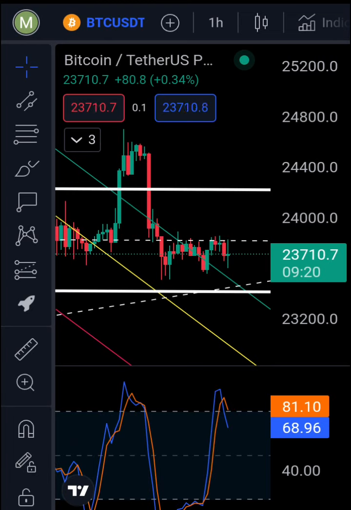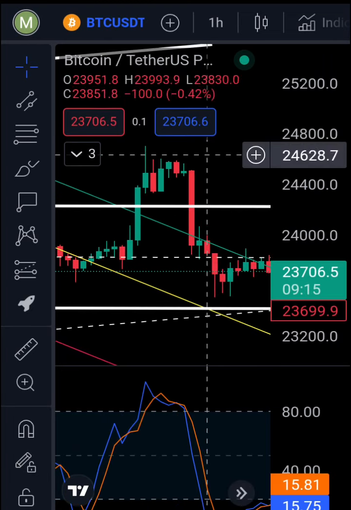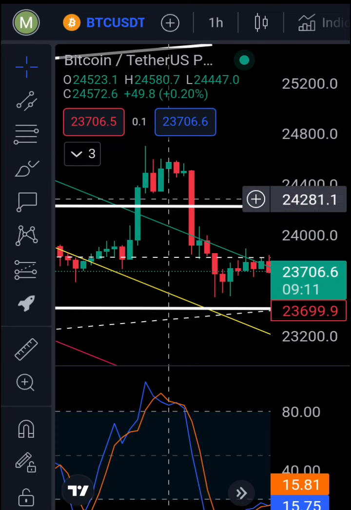Let you know of the targets, possible targets, and what I did yesterday. Yesterday, I took a trade and it's up 200% on Bitcoin and on Ethereum, almost the same. It was at this region here. Why did I take the trade?